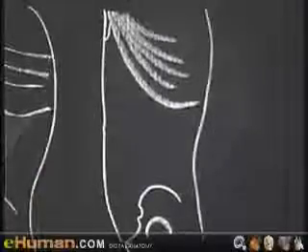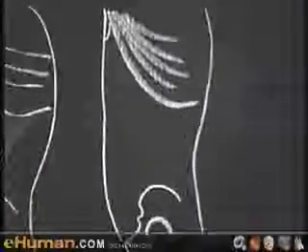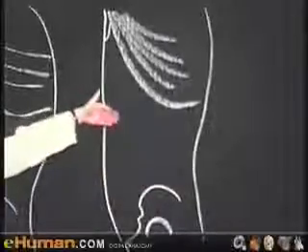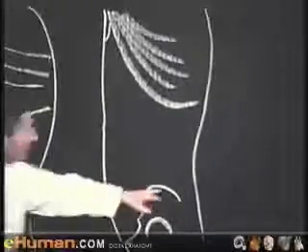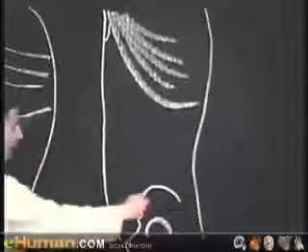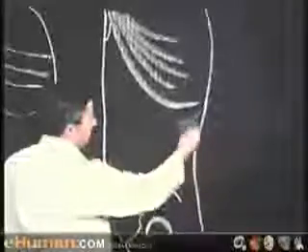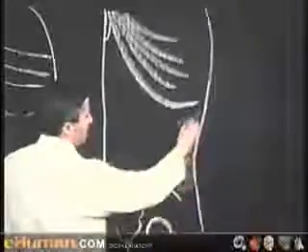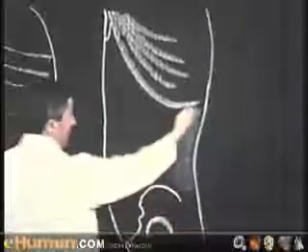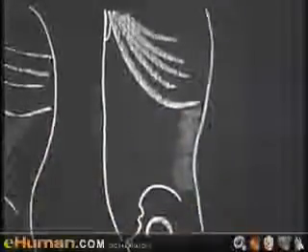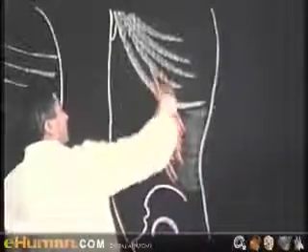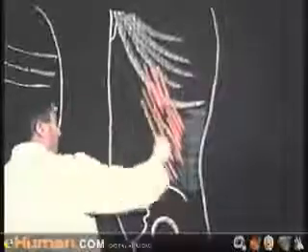Now, the fibers of the internal oblique pass upwards and forwards, and they arise from the iliac crest and from the lumbar fascia. Now, the lumbar fascia merely attaches this muscle to the lumbar vertebrae posteriorly and fills in this interval between the costal margin and the iliac crest. And the fibers are passing up in this direction, and they're going to be inserted into the lower three ribs in this sort of manner.